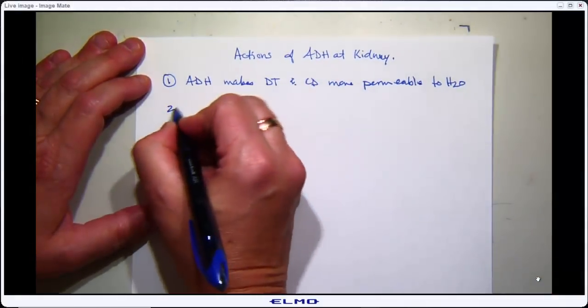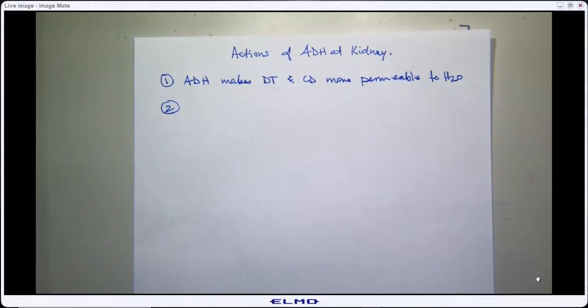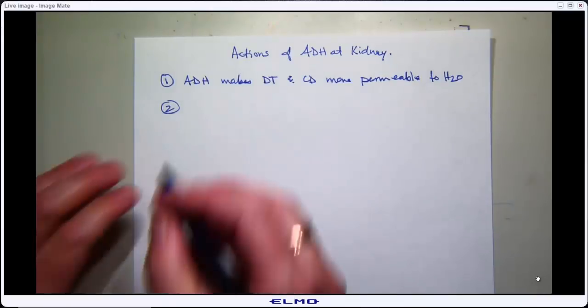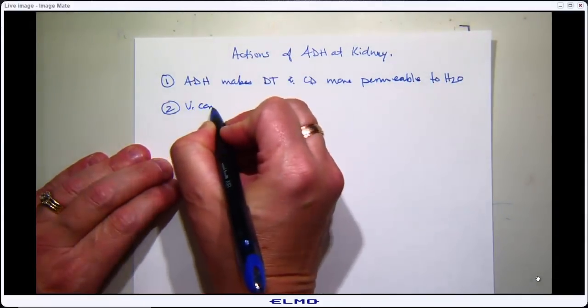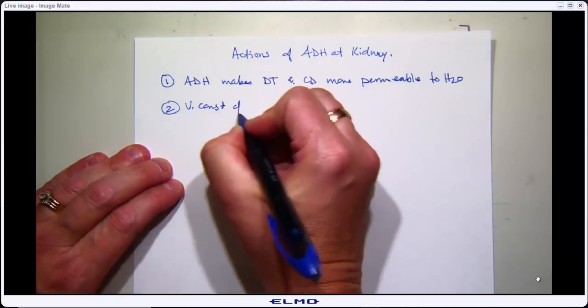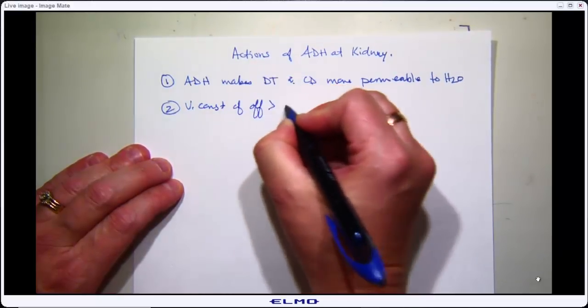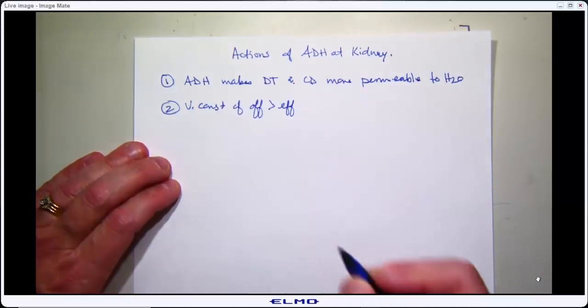But we've also talked about ADH as a vasoconstrictor of the entire system. So that's going to help us with total peripheral resistance when we get there. But at the level of the kidney, it's a vasoconstrictor of afferents over efferents. Okay? So vasoconstrictor of afferents greater than efferents.